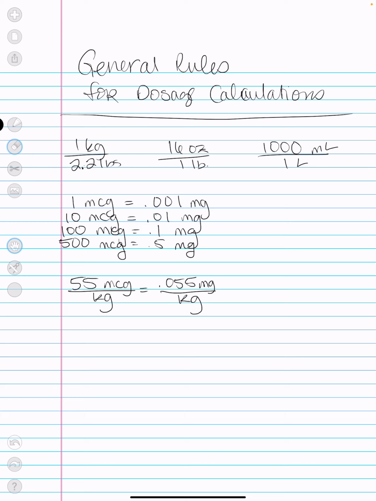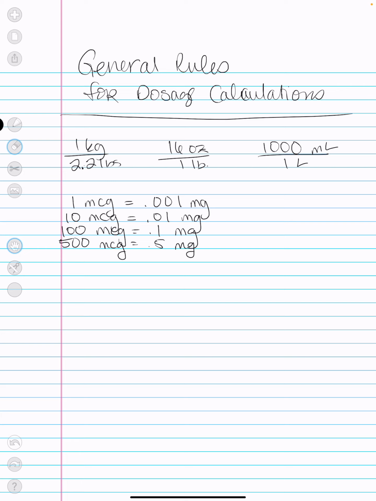Let's erase this and I'll add it. We know that 1 milligram is equal to 1,000 mics. And that's your conversion factor right there. 1 milligram is equal to 1,000 mics. Okay, what's another one? Let's see, milligrams per kilogram.